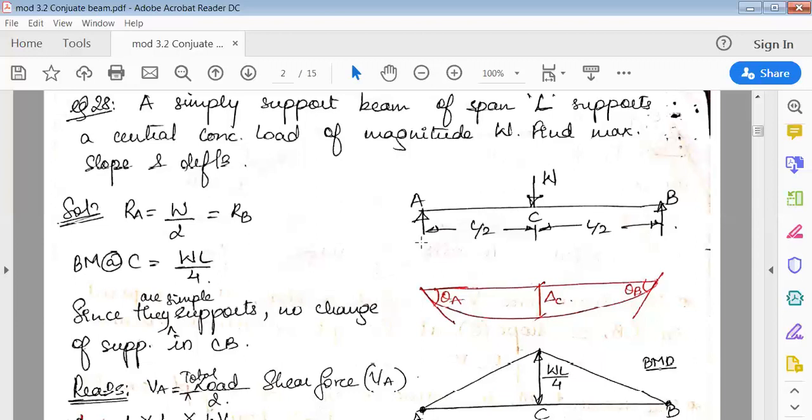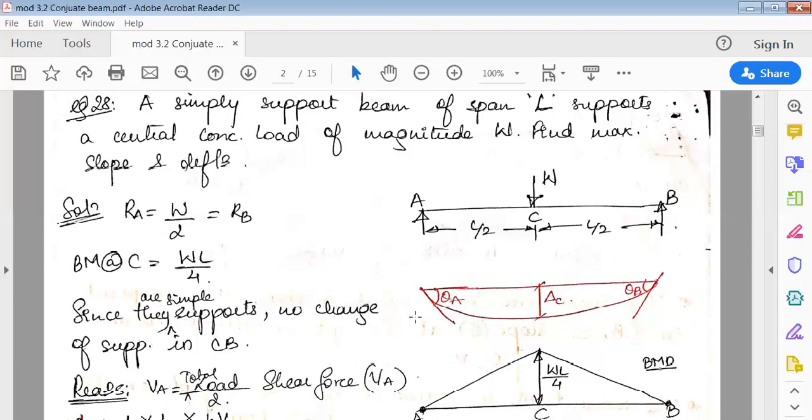You can see here rotation, again this deflected shape of the beam. For that deflected shape of the beam, from this point draw a tangent, then this is theta A. Similarly, for the deflected curve, draw a tangent like this, so this is theta B. This is theta A and this is theta B.